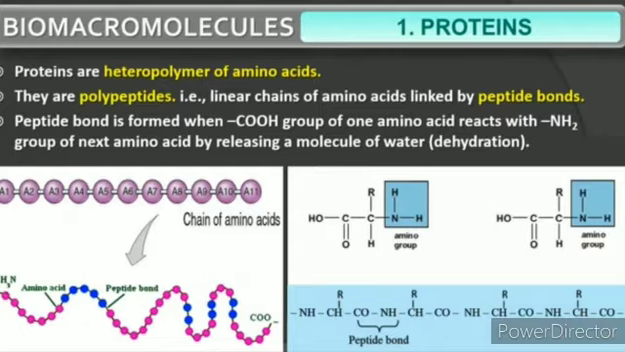Now we will see the proteins. Proteins are heteropolymers of amino acids. They are polypeptides, linear chains of amino acids linked by peptide bonds. See that one, amino acids are linked by the peptide bonds. A peptide bond is formed when the COOH group of one amino acid reacts with the NH2 group of the next amino acid by releasing a molecule of water, that is the dehydration.